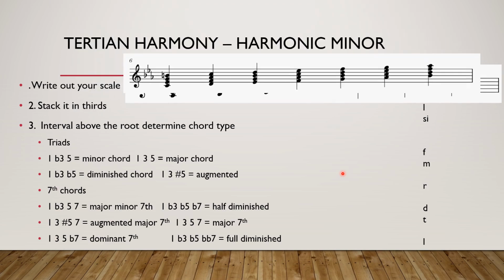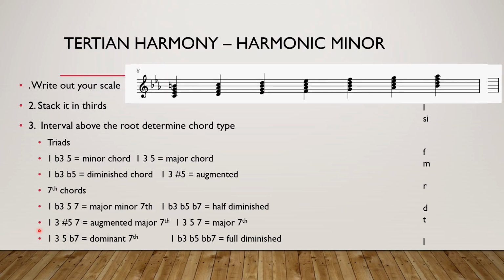If we go into the 7th chords, we get the first one, a major minor 7th. Sorry, a minor major 7th. I'll fix this up in the text. It's a minor major 7th because we have a minor 3rd at the bottom, La, Do, Mi, and we have the major 7th at the top, Si, Do, La.